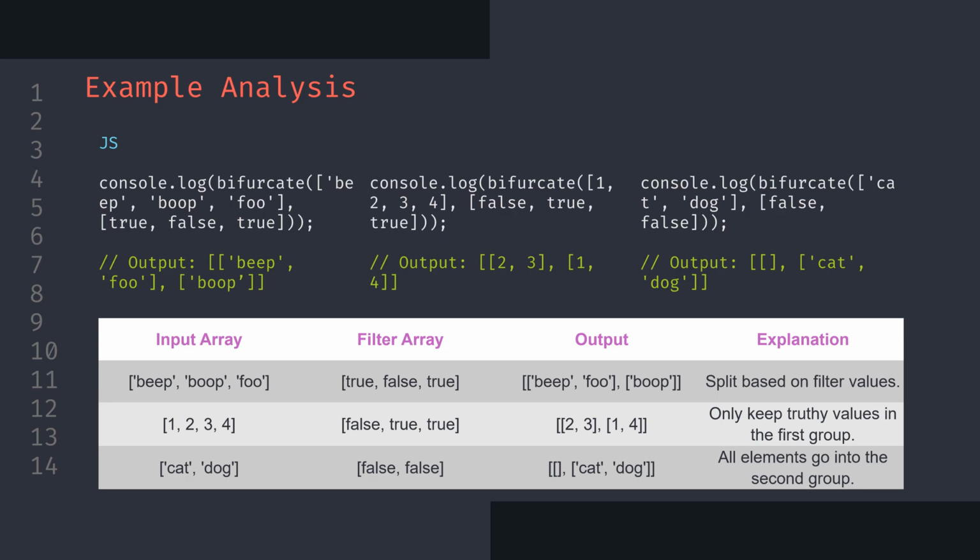This table highlights how the function performs across various test cases. For example, in the first case, the filter true false true places beep and foo into the first group and boop into the second. Similarly, in the third test case, the filter false false results in all elements being grouped into the second group.